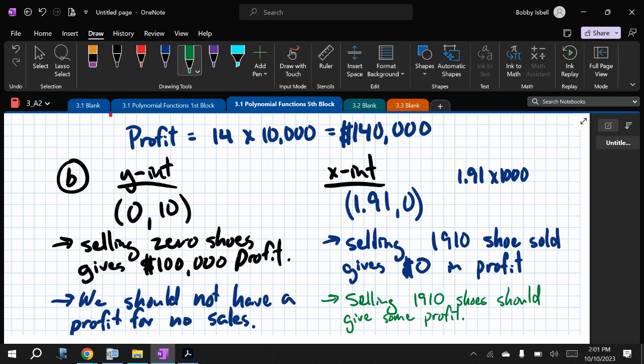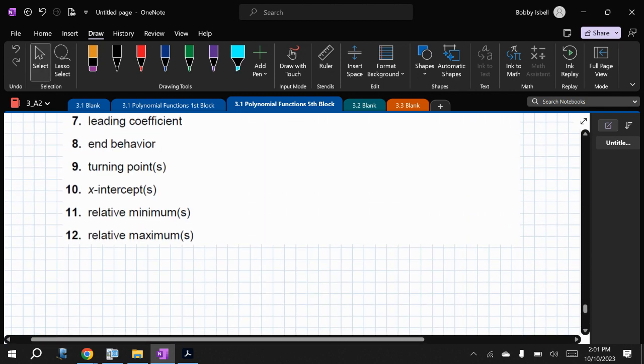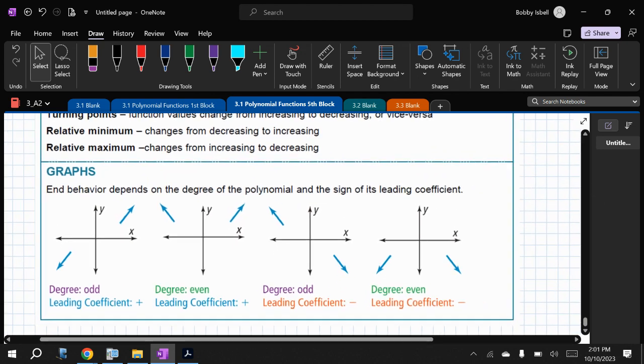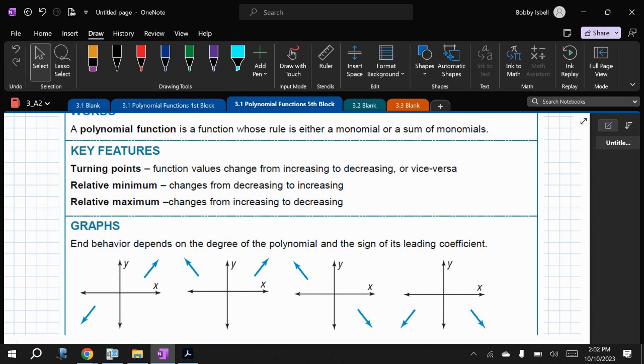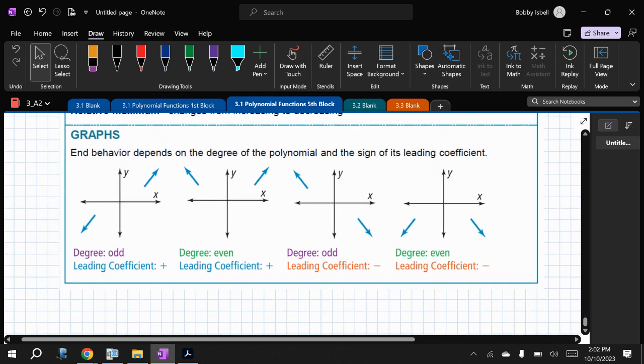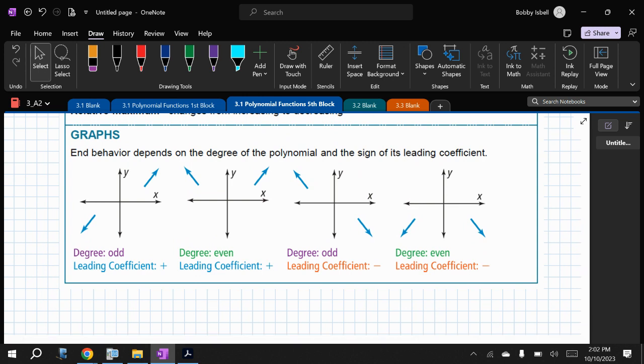So I think there's another page there, the concept summary. Here is that stuff about the turning points. Remember, those are the maxes and mins, and we found those using the calculator. And then down here is another way of saying all of this: if the degree is odd and it has a positive leading coefficient, then the ends look like this. If the degree is even and it has a positive leading coefficient, the ends look like this. If it's odd degree and a negative, they look like this. And if it's even degree and a negative leading coefficient, they both point down.